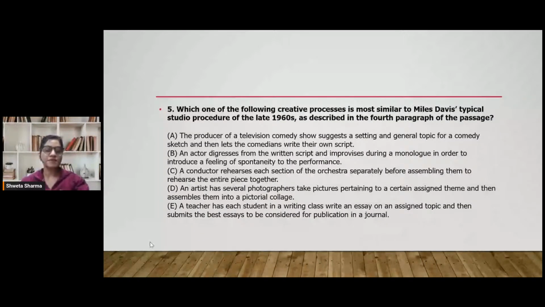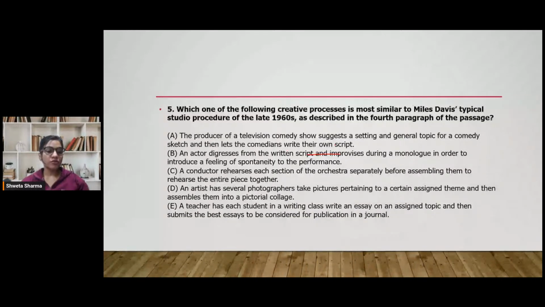Guys, can we quickly discuss this? Which of the following creative processes is most similar to Miles Davis' typical studio procedure of the late 1960s as described in the fourth paragraph of the passage, right? So, very important for us to understand, first of all, where the question is hinting at. Right here, it talks about which of the following creative processes is most similar to Miles Davis'. That's what the question is. Typical studio procedure of the late 1960s as described in the fourth paragraph.